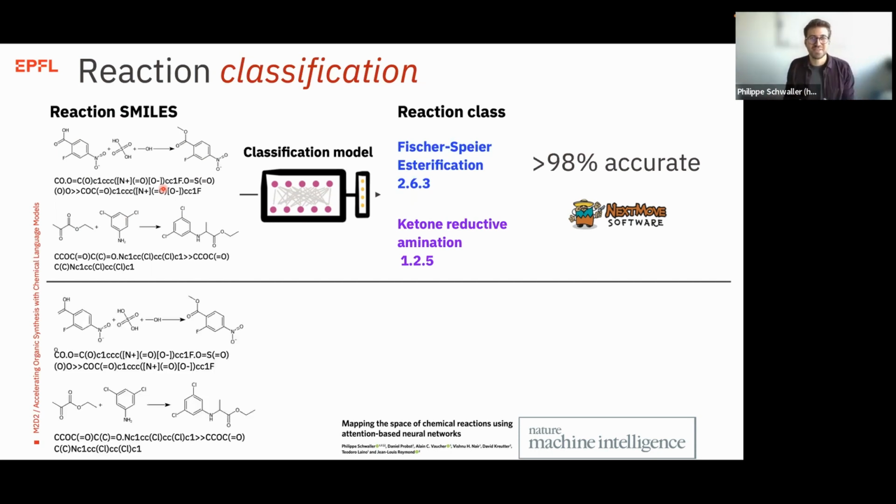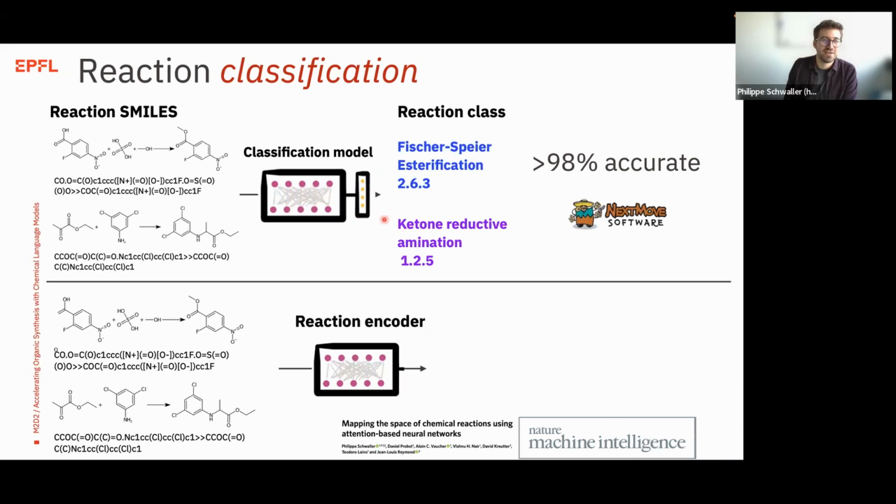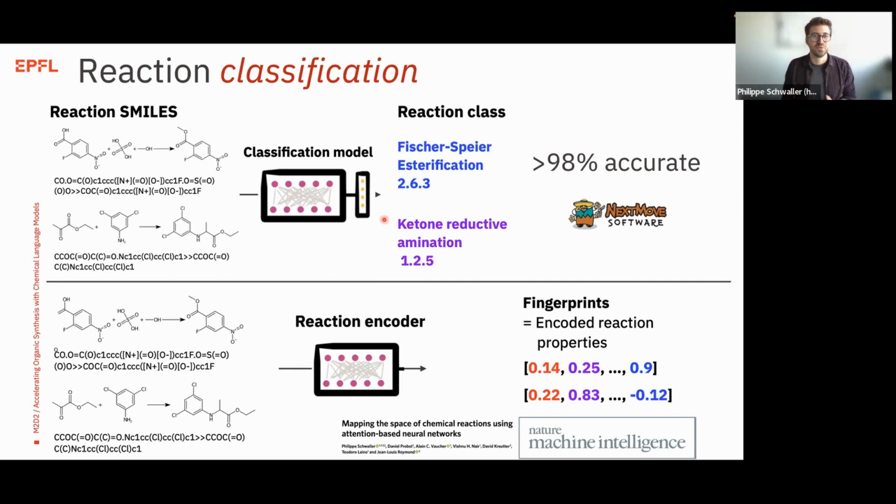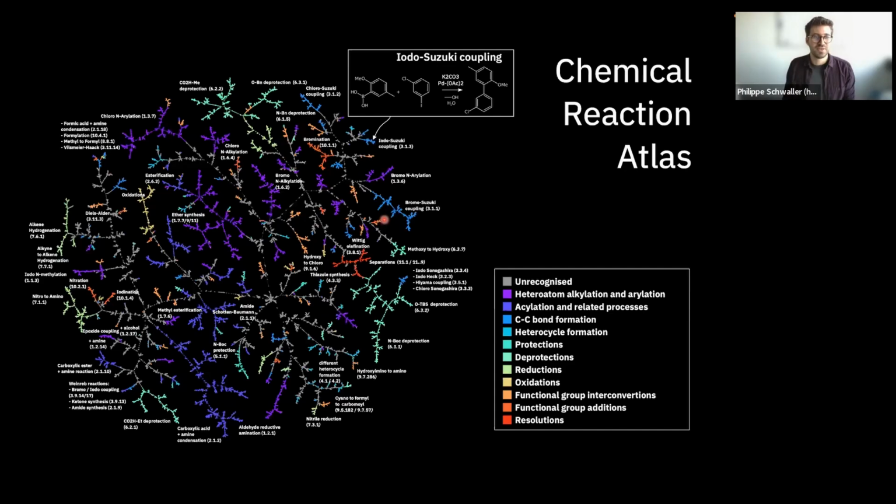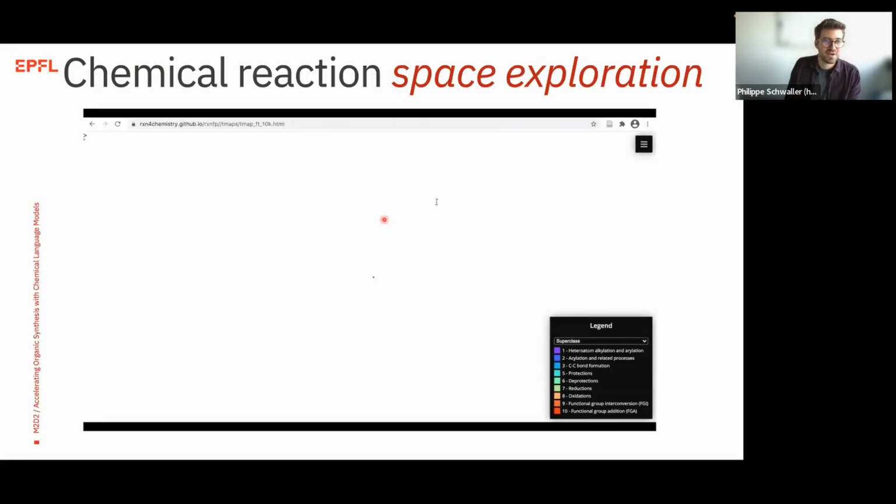But what for me in this project was more exciting is that we took away the last layer and looked at what the encoder produced as vectors for the different reactions. We had something like a data-driven reaction fingerprint, and we could use this to cluster chemical reaction space and generate those chemical reaction atlases. This tree-like representation is based on the TMAP algorithm by Daniel Probst. Here you have such a reaction atlas in action.